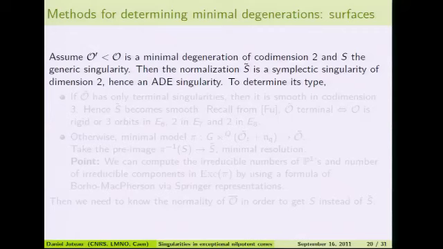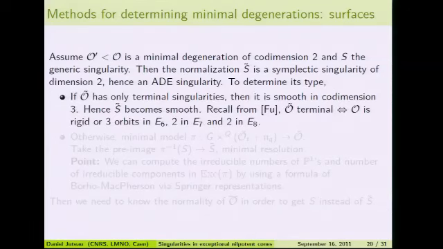So if we have a minimal degeneration of codimension 2, and we look at this surface singularity S, so the normalization is a symplectic singularity of dimension 2, and we already know it will be an ADE singularity, but we have to determine the type. And then, if the normalization has only terminal singularities, it is smooth in codimension 3, so the normalization is smooth. So these are strange cases. And so this happens for O rigid, or for 3 orbits in A6, 2 in E7, and 2 in E8. So it's not so often.